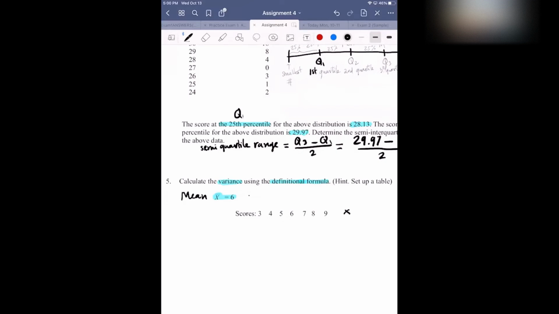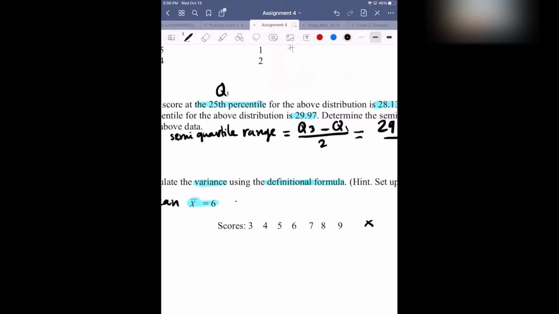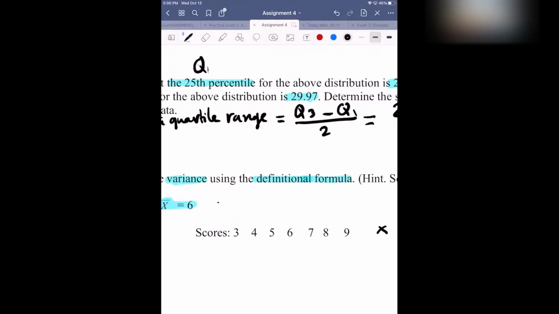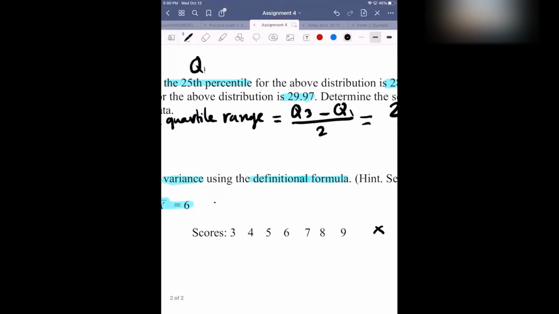So the definitional formula for the variance is this. It's going to be the sum. This should be the sample variance, S squared. So it should be the sum of x minus x bar, and the whole thing squared, over n. Make sure that you write down the formula.